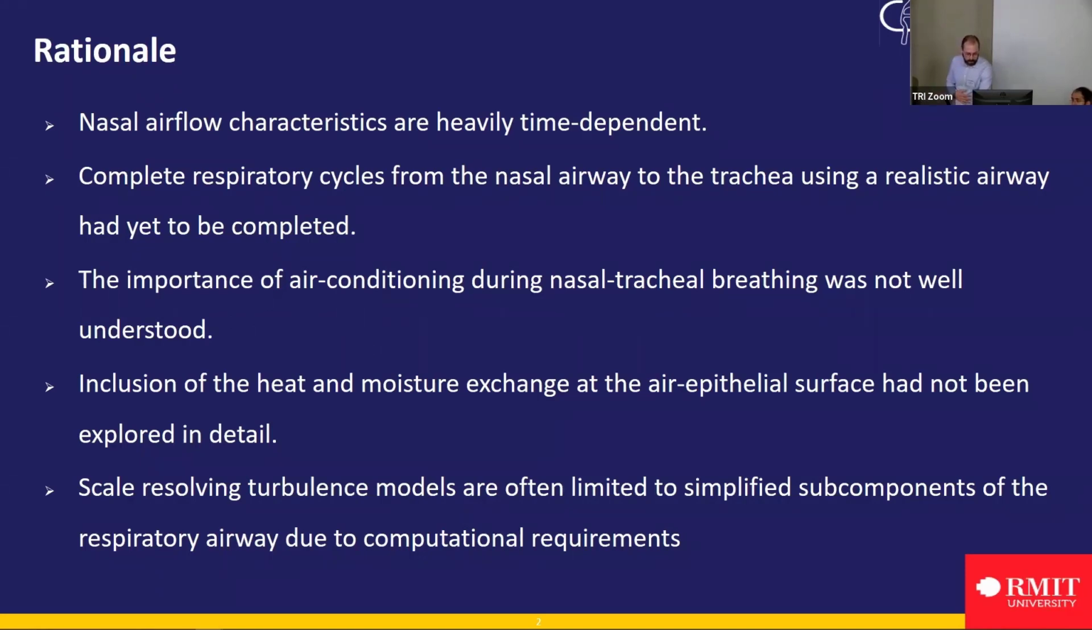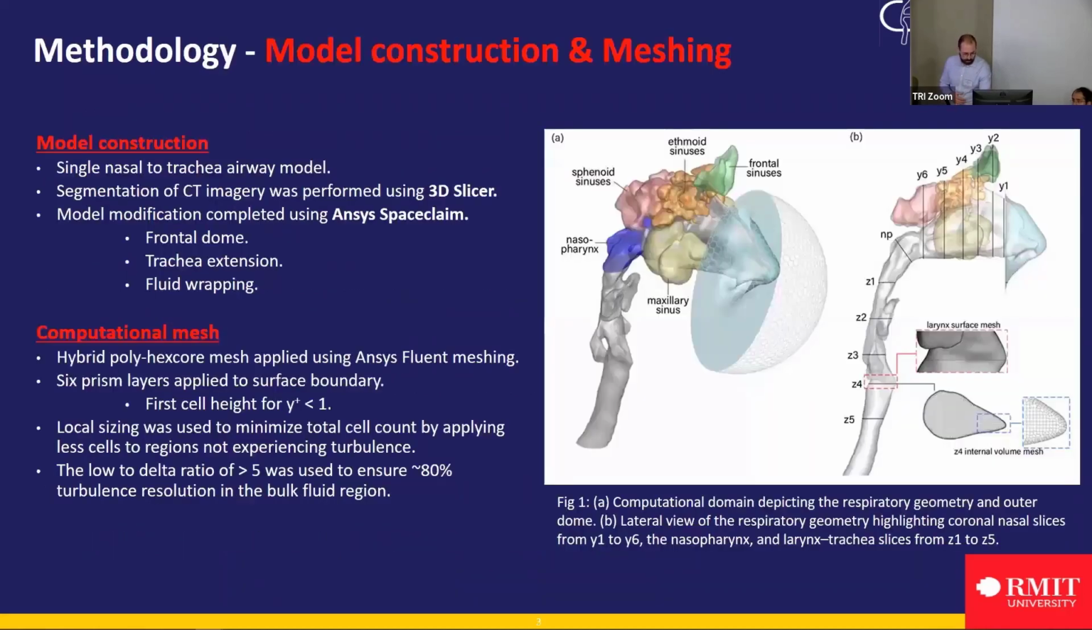requirements for simulation. Although a considerable amount of research is available exploring respiratory airflow computationally, the complete respiratory cycle and a high definition model from the nasal vestibule all the way to the trachea had yet to be completed, with idealized models often used or subcomponents to save time. To date, minimal studies focused on the air conditioning of the nasal trachea anatomy with the inclusion of the mucosal surfaces. As scale resolving models require significant mesh refinement to resolve sufficient turbulence, studies often limit their application to subcomponents of this respiratory anatomy.